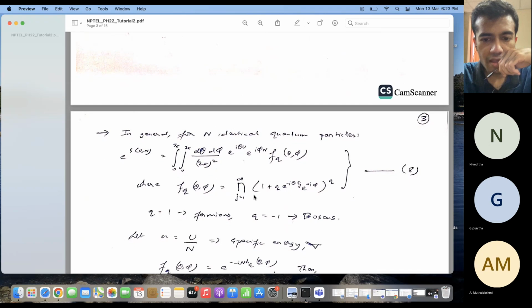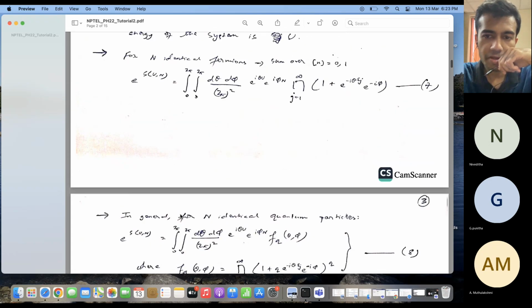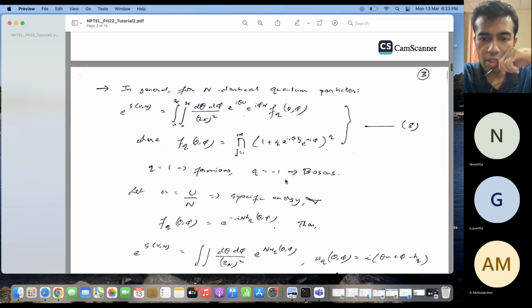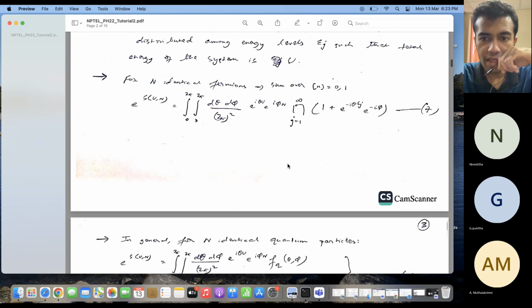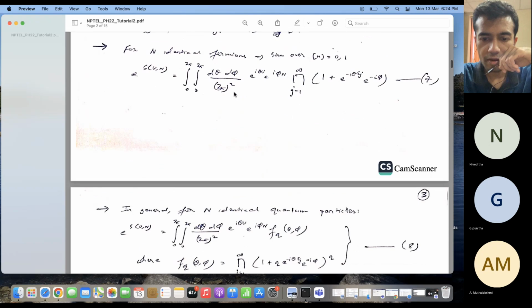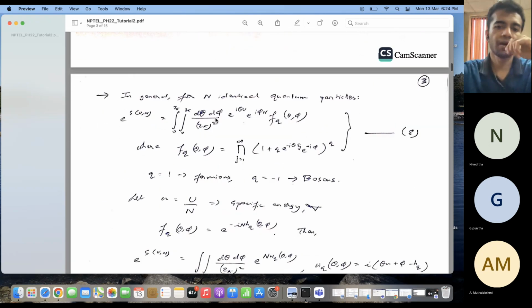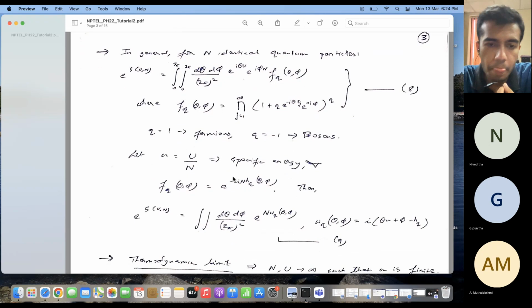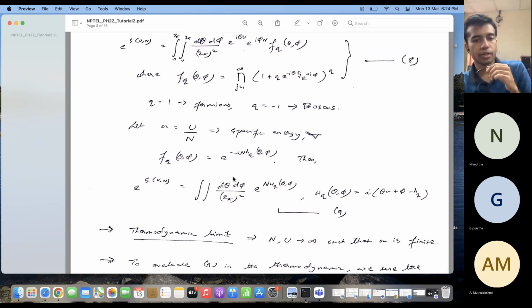So you see that in this simple expression, if I put q equal to 1, I get the expression for fermions, that is equation 7. And if I put q equal to minus 1, I get back equation 6, which is the expression for bosons. All right. So in this simple formalism, I can write the entropy in general for a system of n identical quantum particles.